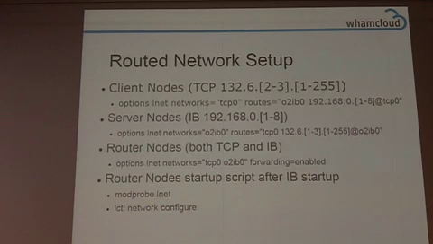The router nodes need to have obviously both Ethernet and InfiniBand adapters, and so they're saying you're going to set up on the router nodes specifically both a TCP0 and an IB0 network, and they will be forwarding traffic. And because the router nodes don't have Lustre mounted on them, they don't do automatic node startup themselves. So you need to have a little startup script that loads the Lustre module and sets up the routing for you.